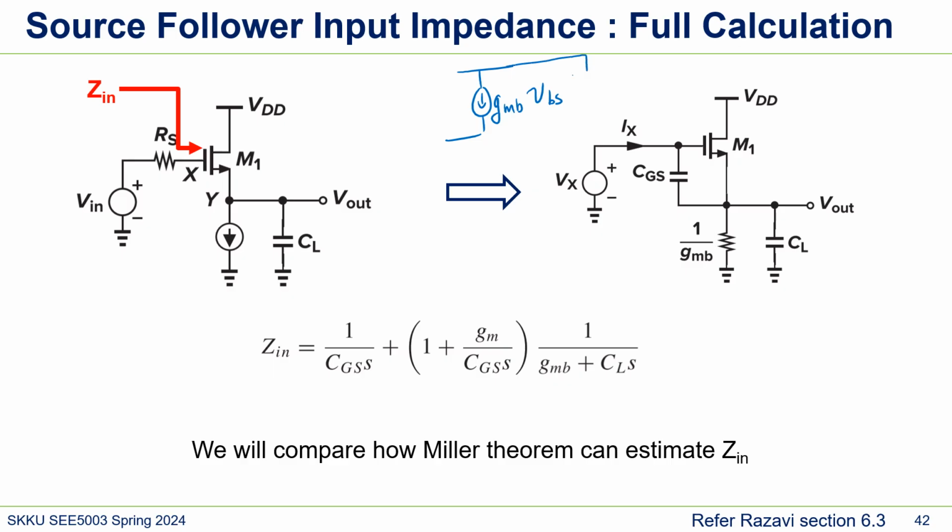And here, this is drain. And drain is ground. And here is S. So basically, this one just works as a resistor. So that's why we can just replace it with a resistor. And in Razavi's book section 6.3, with a bunch of calculation, we got this number. And then what we do here today is we'll compare this result with the result from Miller theorem.